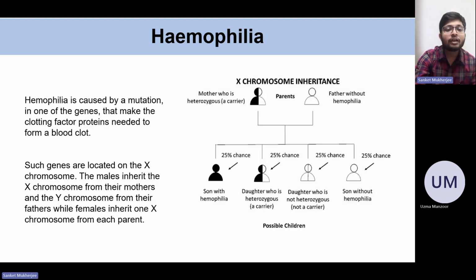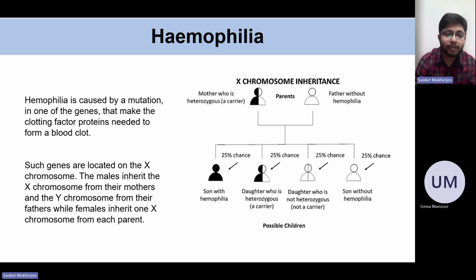Now let's see how it is inherited. It is caused by a mutation in one of the genes that make the clotting factor proteins that are needed for the blood to clot. And this is an X-linked recessive disorder. So it involves the X chromosome. Such genes are located on the X chromosome. The males inherit the X chromosome from their mothers and the Y chromosome from their fathers.